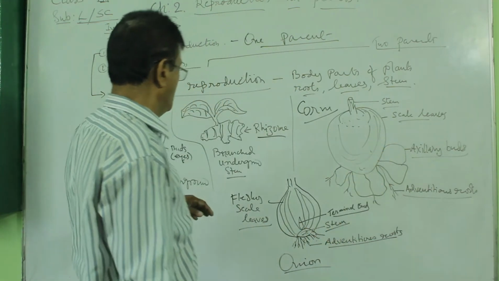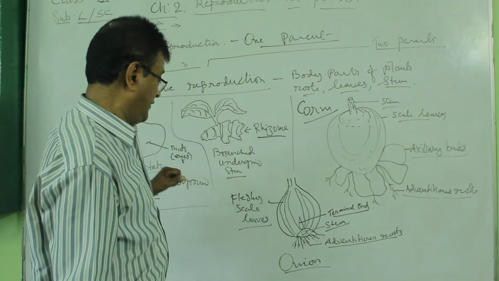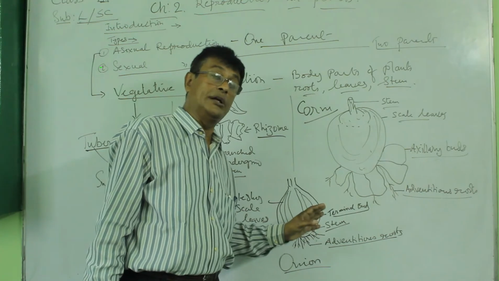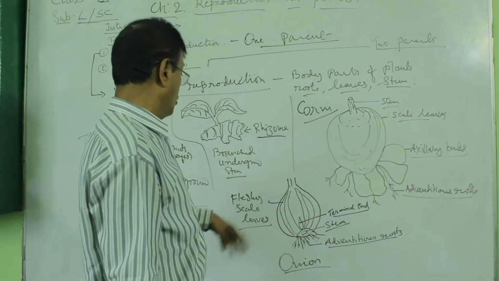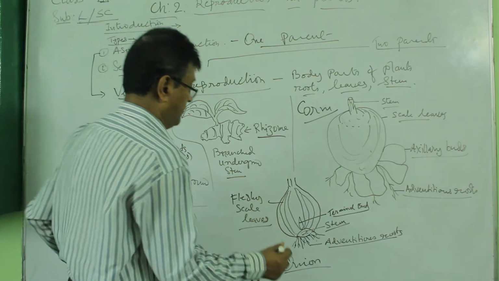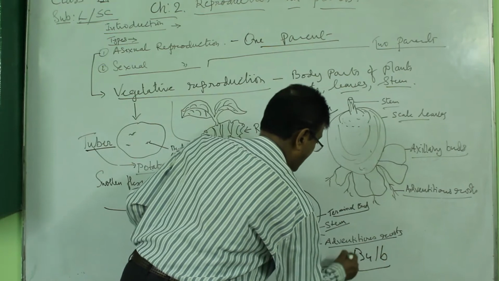When we come to another type of vegetable, this is onion. You get onion and garlic in this group, and they are known as the bulb. B-U-L-B. They are known as the bulb.